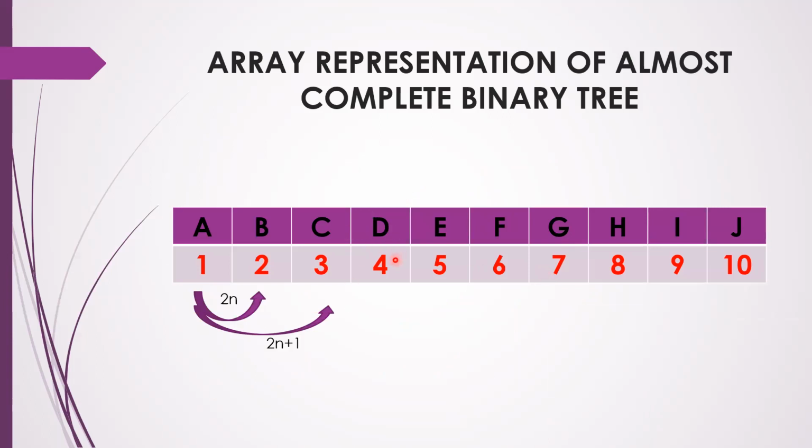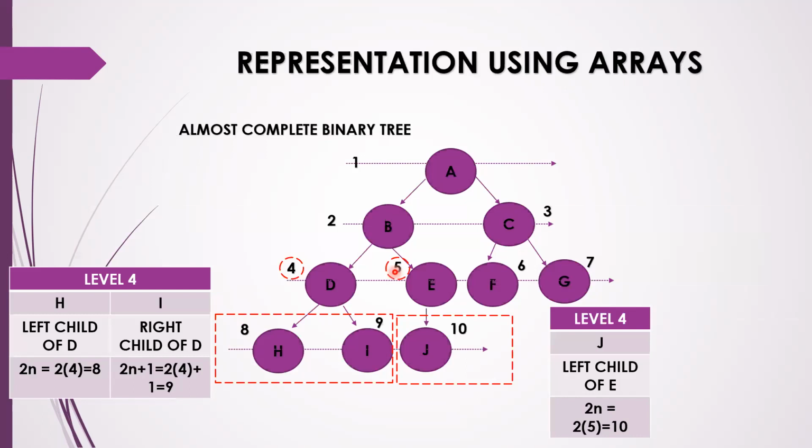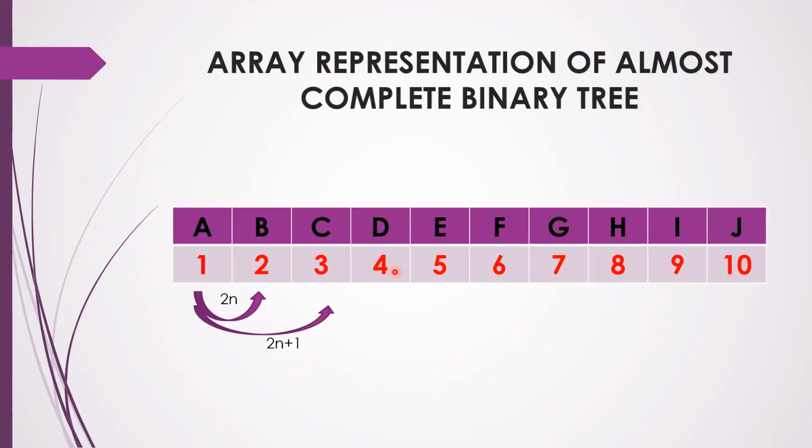And if you move on to D, you want to know D's children. D has H and I. We can check if it is correctly formulated. So 2n, 2 into 4, which is 8. So at 8, you can find H, the left child of D. And to find the right child of D, the formula is 2n plus 1. So 2 into 4 plus 1, which is 8 plus 1, 9. At the 9th index, you can find I, the right child of D. And for E, the left child J: 2 into 5, which is 10.